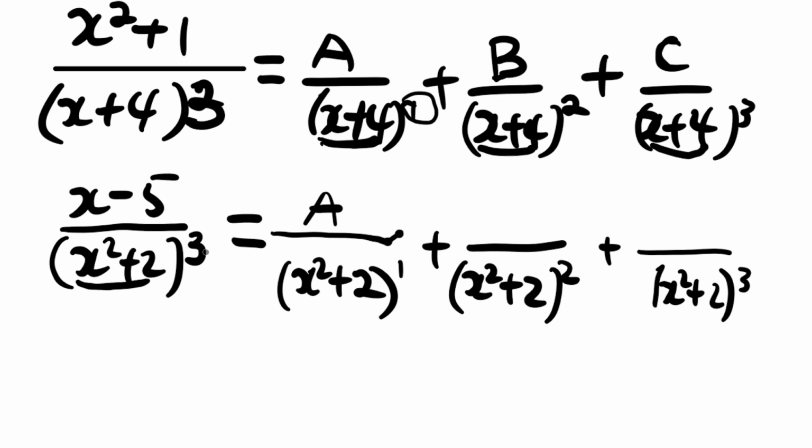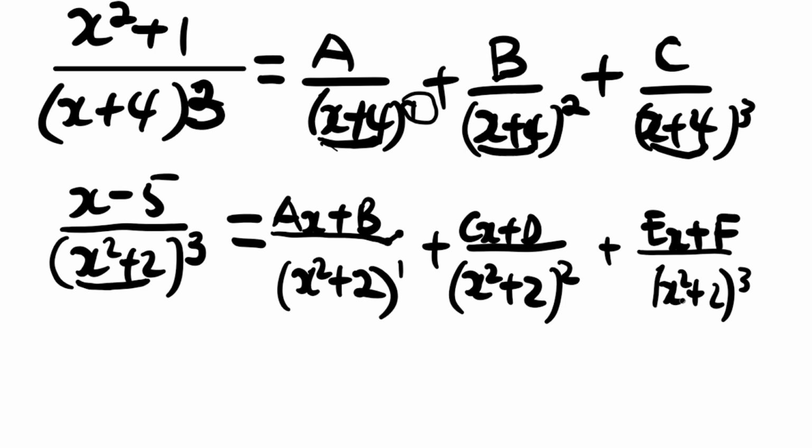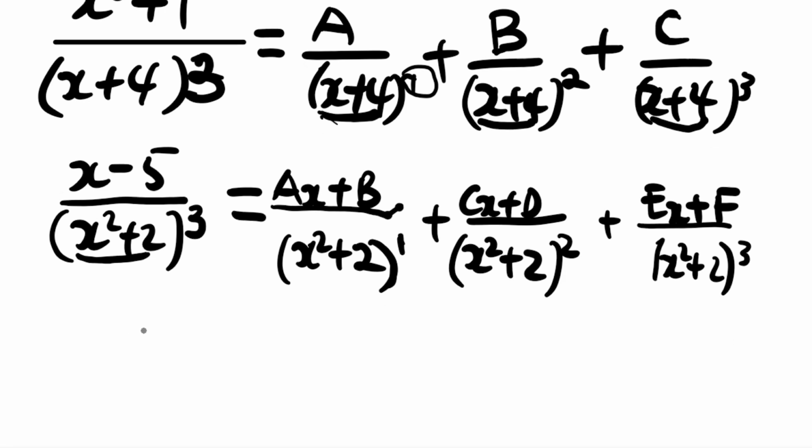But here this is a quadratic factor inside the bracket, and we already know that for quadratic factors we handle them differently. We put something like Ax plus B. So this one becomes Cx plus D, and this one becomes Ex plus F. So for quadratic factors, their numerators are in this form, in this form, and in this form, and the repeated factors are the ones that just make the powers increase. Basically, that's the connection of all the concepts that we've done so far.